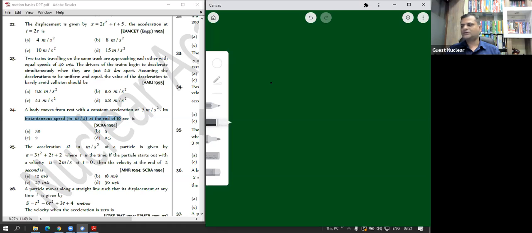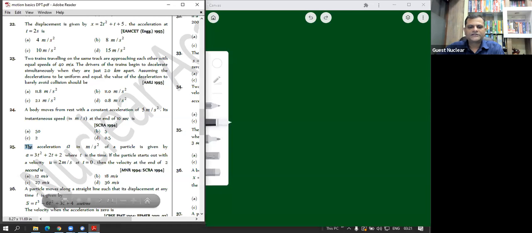Its initial velocity is already going to be 0, right? Because it starts from rest. So v equal to u plus at, where u is going to be 0 and a is going to be 5 and t is going to be 10. So 5 into 10 becomes 50. That is going to be the final velocity. That's it. We have done it orally. Okay. Chalo, next one.